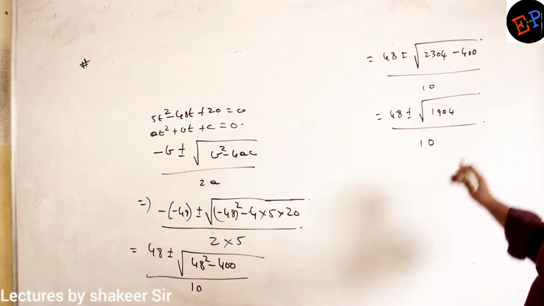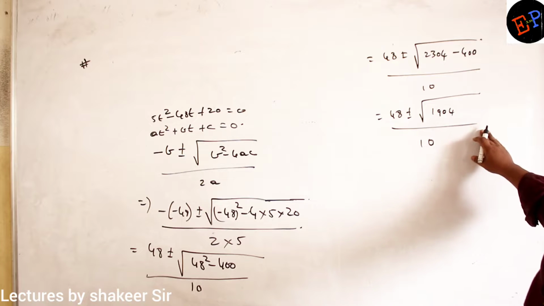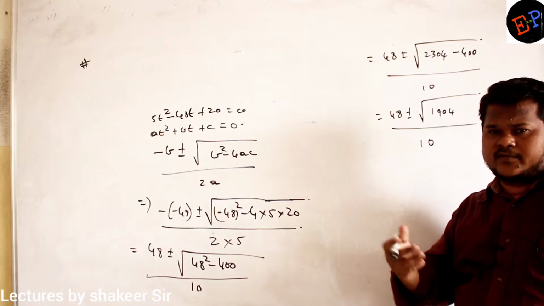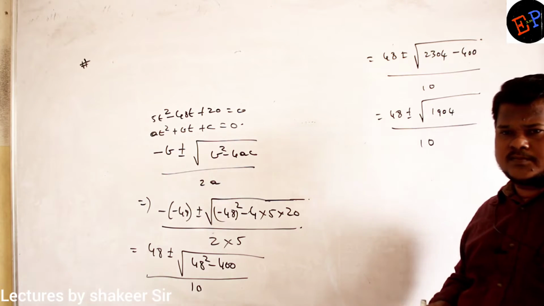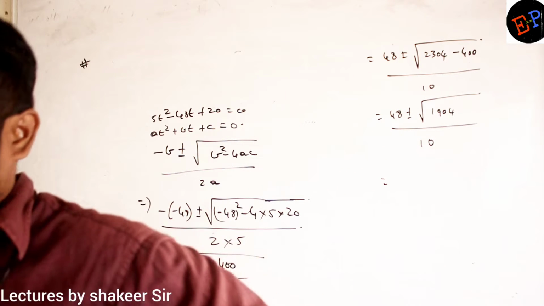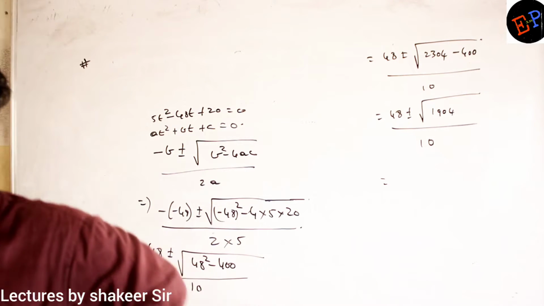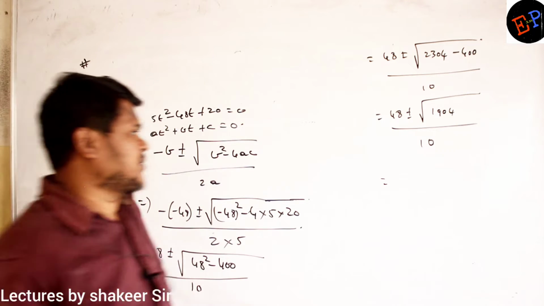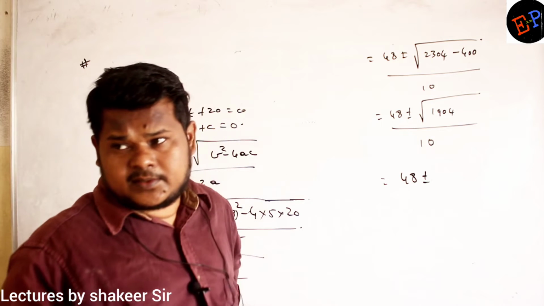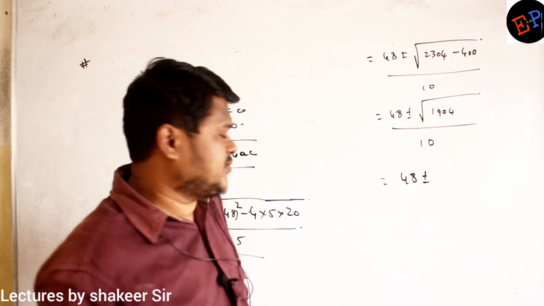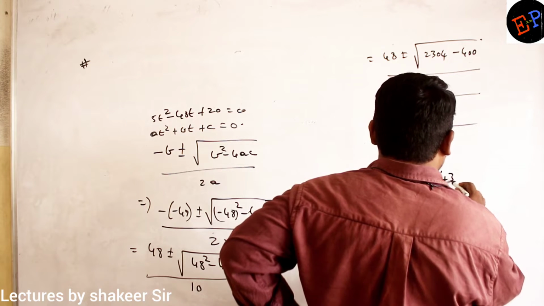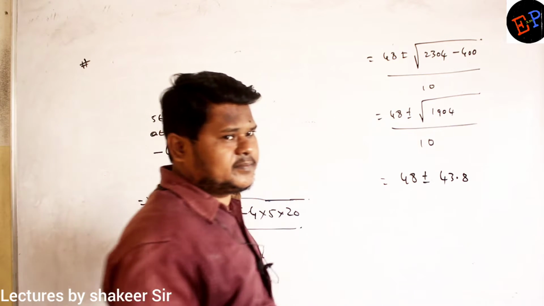How much? 40 approximately. 45 into 45 is how much? Say it, how much is it? Approximately 40? 44 squared is 1936. Okay. So therefore 48 plus or minus, how much did you say? 44. So let us write 44 approximately, or 43.8 approximately, clear now?